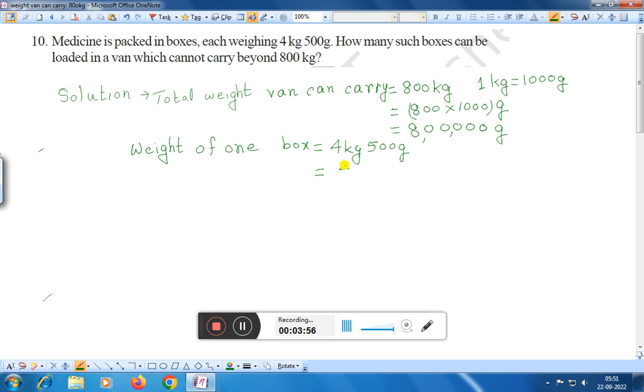4 kg means 4 into 1000 plus 500 gram. That means 4000 plus 500, that is 4500 gram. Now the total weight the van can carry is 8 lakh gram, and the weight of one box is 4500 gram.